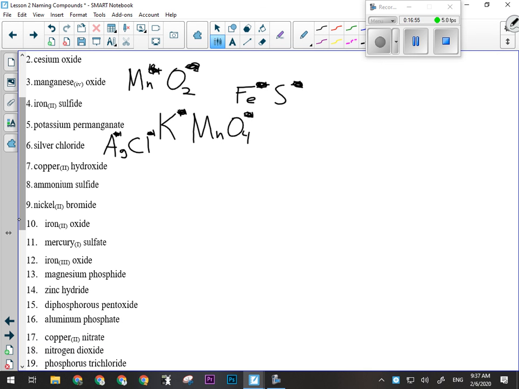Okay, for number 7, I've got copper 2 hydroxide. What have I not had so far at all?